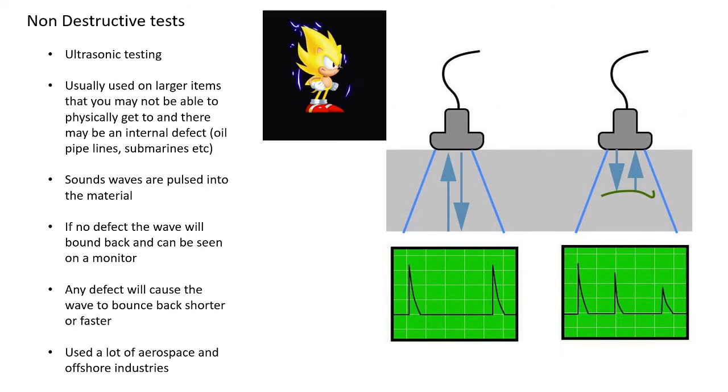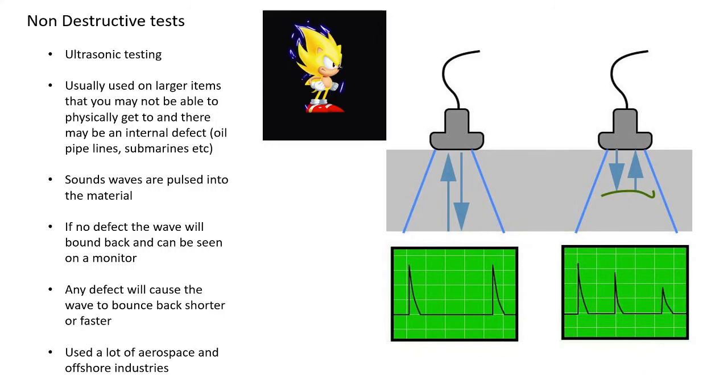Now you've got non-destructive tests. So you've got ultrasonic testing. This will usually be used on larger items that you may not be able to physically get to, maybe for internal defects, like oil pipelines, submarines, oil rigs, that type of thing.